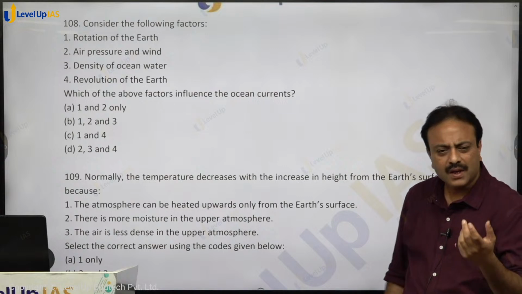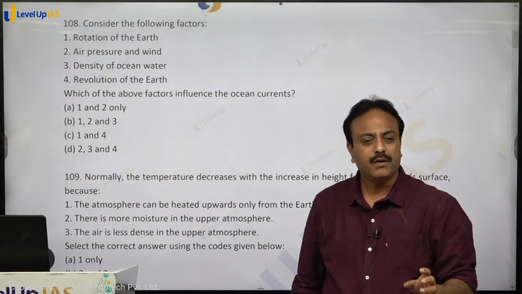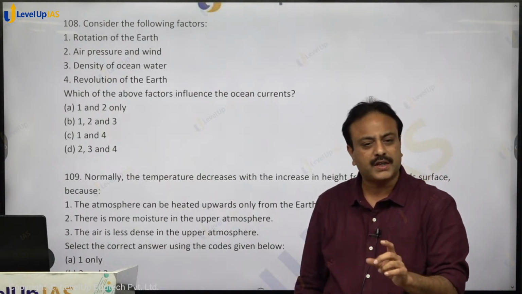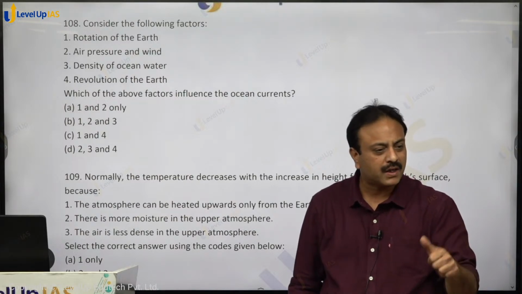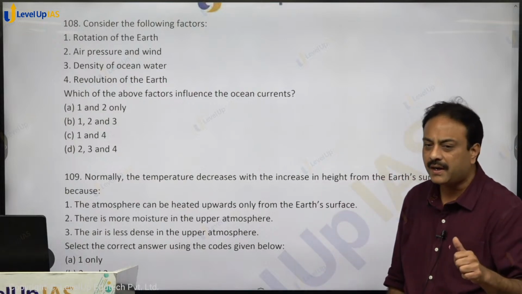Rotation of earth. Earth rotates west to east, water moves east to west. Impact of rotation: due to rotation, Coriolis force is generated. Coriolis force impacts the direction of the currents, in the northern hemisphere right, in the southern hemisphere left.